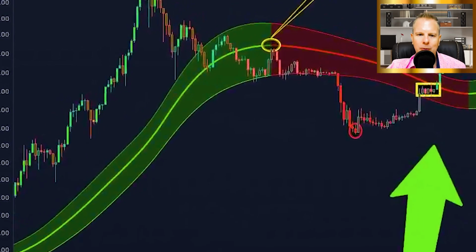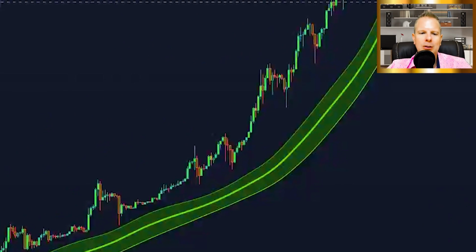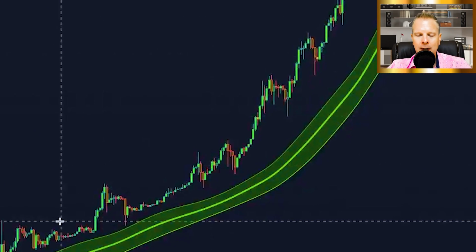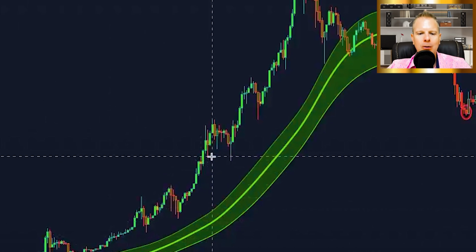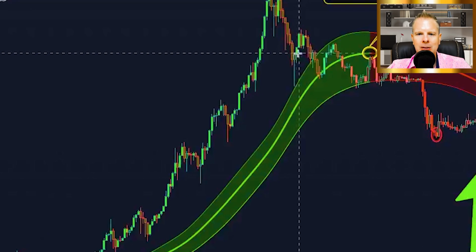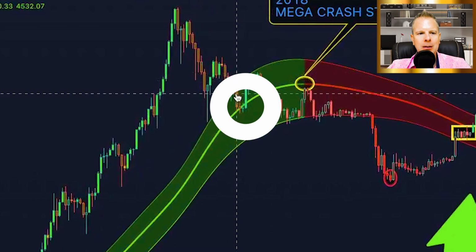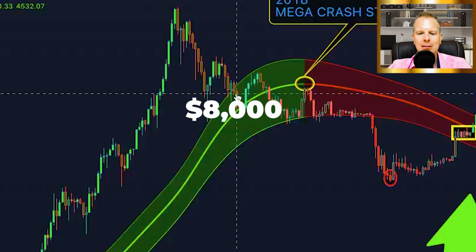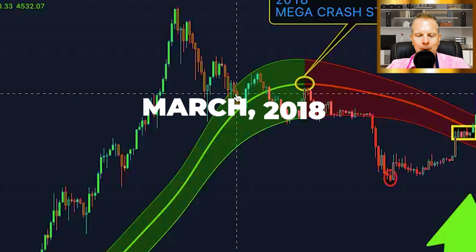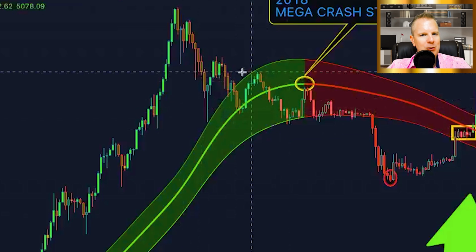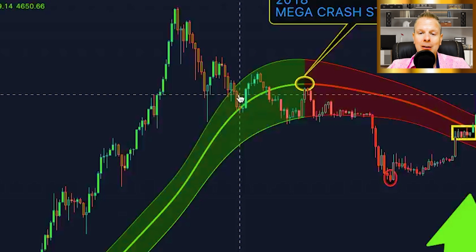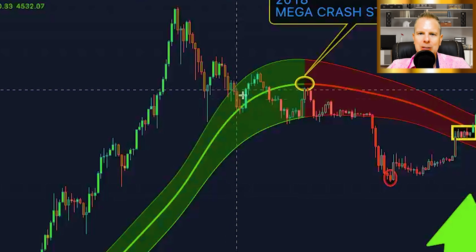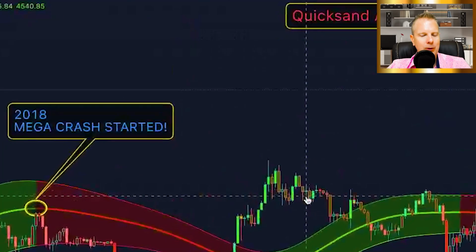Now, as we fast forward, the whole thing restarted, right? We did not touch any candle of any price action through all of these years. And when we did, it was right here when Bitcoin was at about $8,000 back in March of 2018. And as soon as we touched it, once again, this is quicksand. On average, 1 year of turmoil follows whenever you touch the Gaussian channel. All right. So the whole thing repeated.